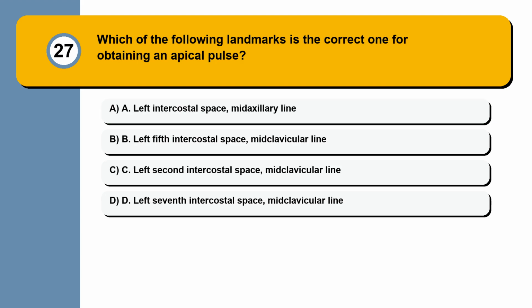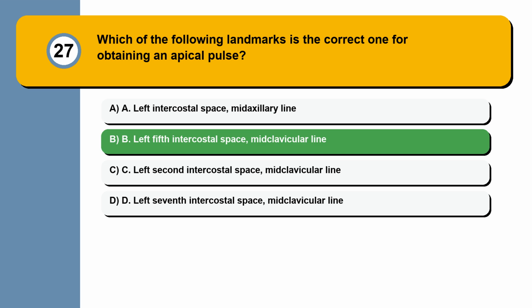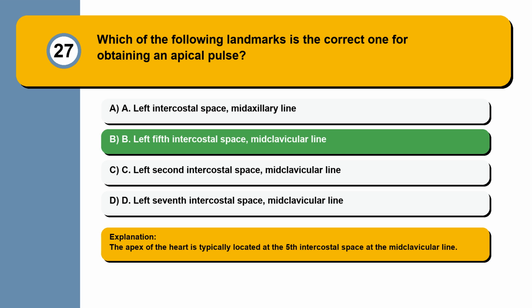Question 27. Which of the following landmarks is the correct one for obtaining an apical pulse? A. Left intercostal space, mid-axillary line. B. Left fifth intercostal space, mid-clavicular line. C. Left second intercostal space, mid-clavicular line. D. Left seventh intercostal space, mid-clavicular line. The apex of the heart is typically located at the fifth intercostal space at the mid-clavicular line.